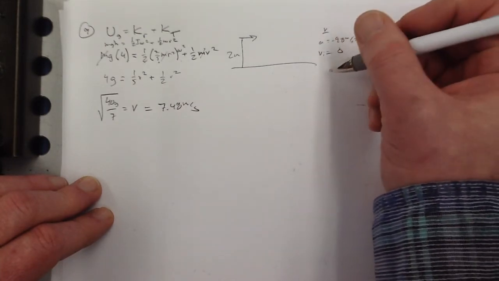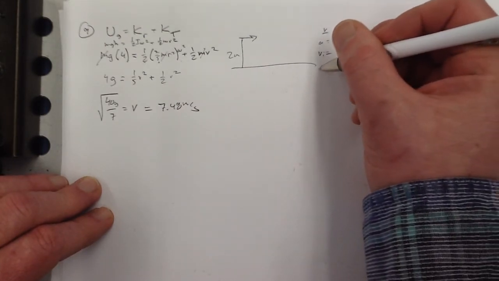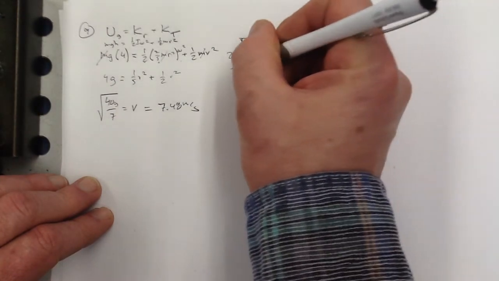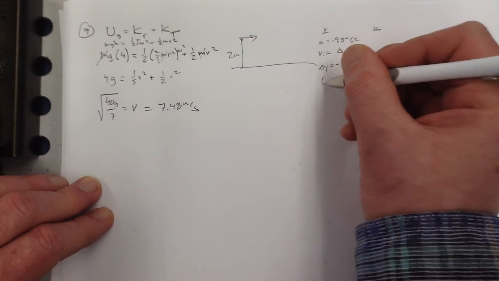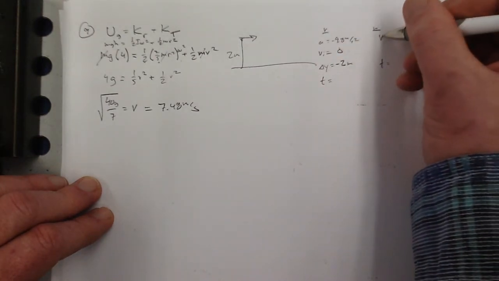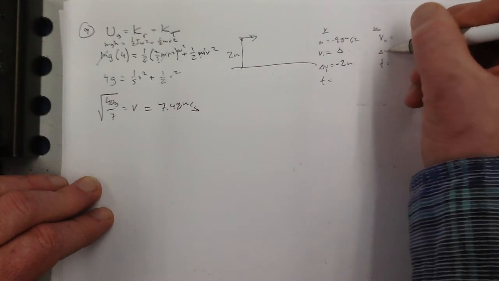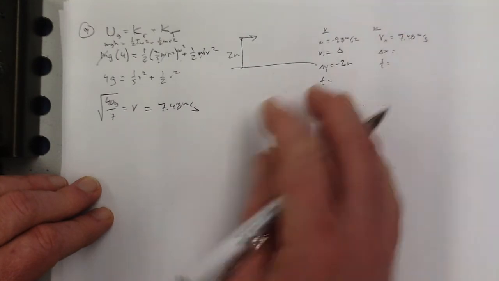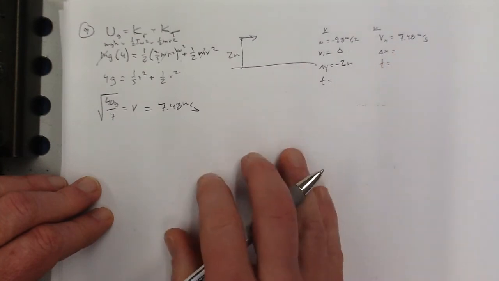Final velocity, don't know, don't care. The delta y is going to be negative 2 meters. It's going from here to here. And I'm going to find the time. And then I'm going to import that time over here. And so I can find the delta x.